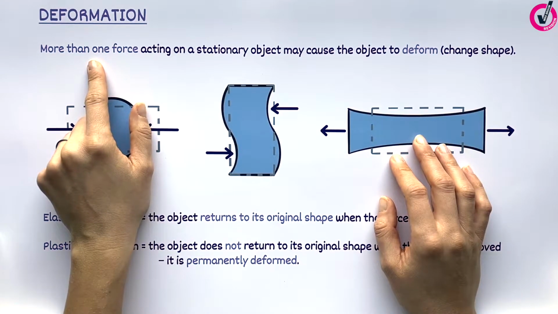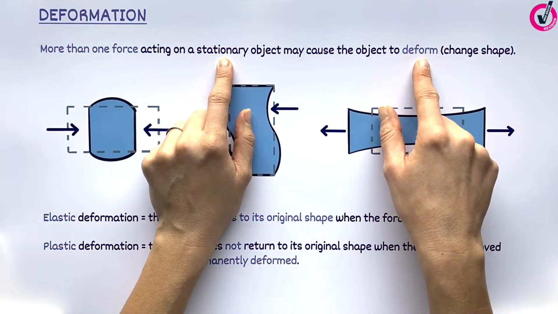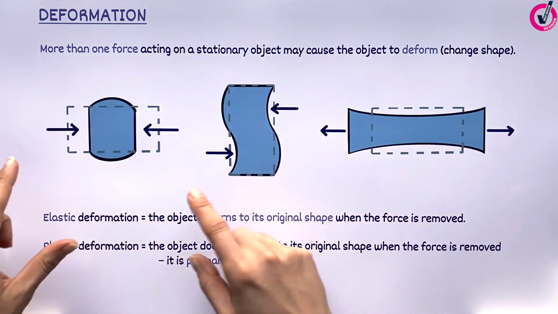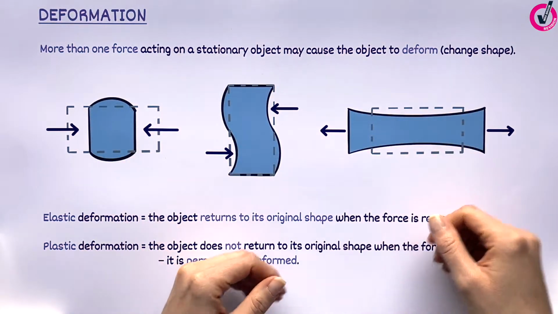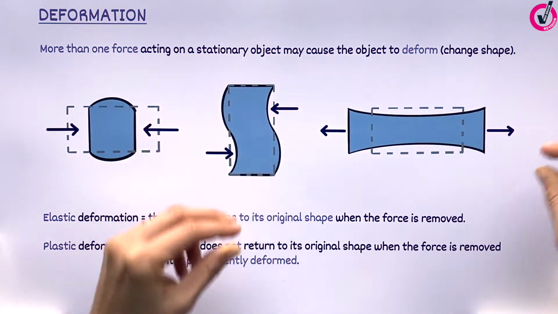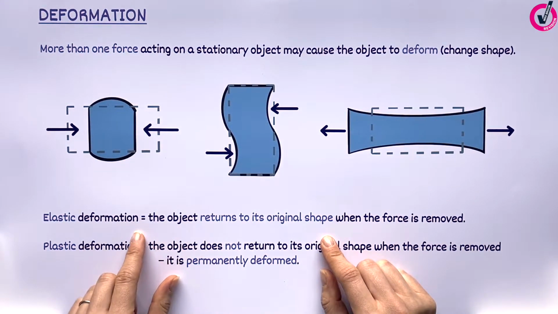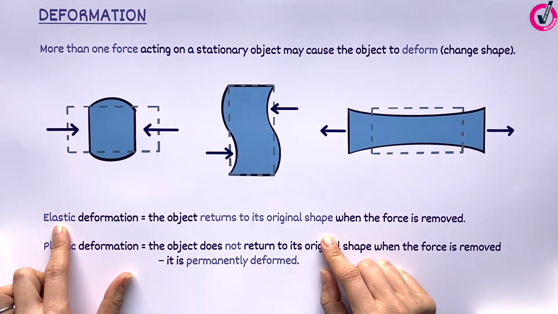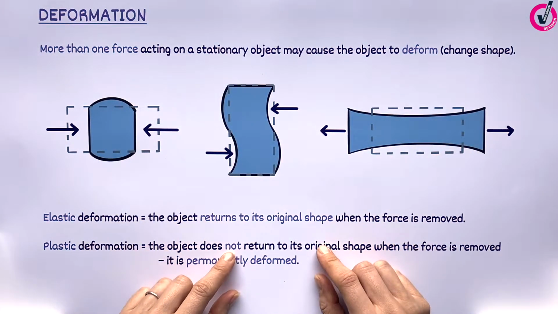When more than one force acts on a stationary object, it causes the object to change shape, or what we call deform. Common deformations are for the object to compress, bend, or extend. If an object returns to its original shape once the force is removed, we say the deformation was elastic. An example of this would be a rubber band which returns to its shape when you let go.